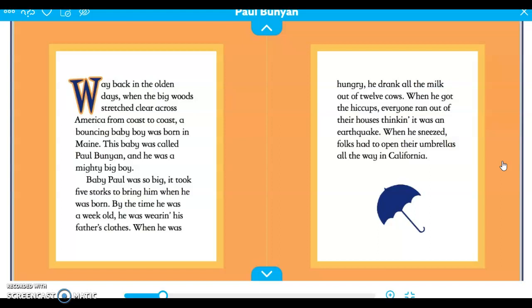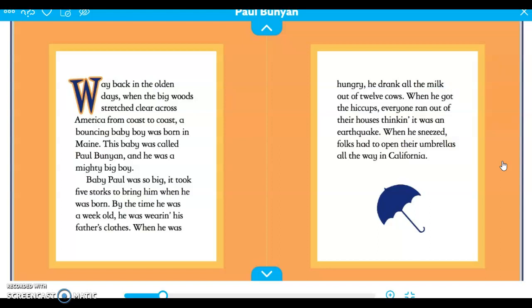Let's pause for a second here. We already see lots of exaggerations. By the time he was a week old, he was wearing his father's clothes. Could that really happen? No. He drank all of the milk out of 12 cows. When he got the hiccups, people thought it was an earthquake. And when he sneezed, people had to open their umbrellas in California because the spray from the sneeze went that far.